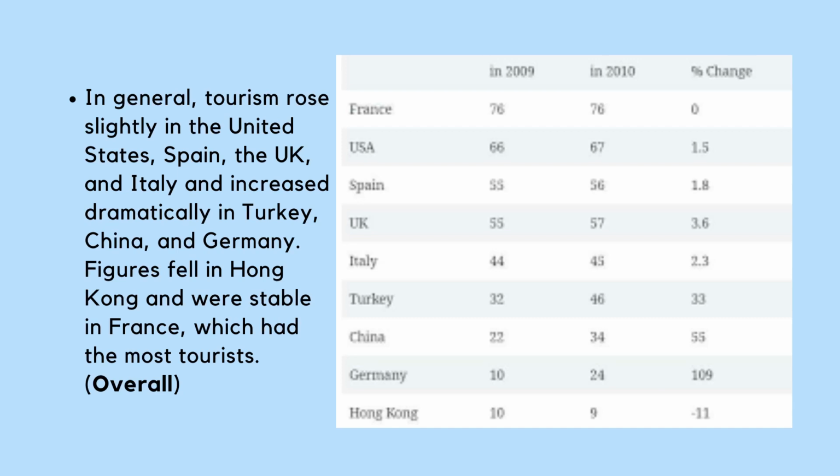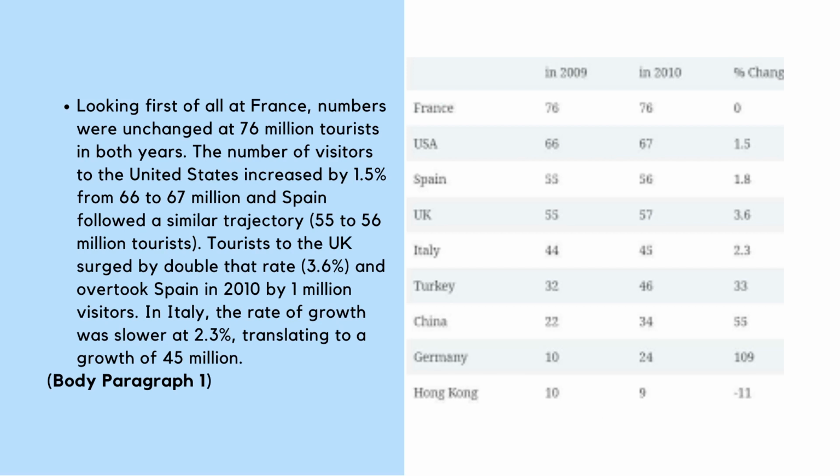Here you can see that I have mentioned the overall trend of the graph, that for several countries it rose slightly, for several countries it increased dramatically, and for some it was stable. And you can also see that I have not included the numerical data here. And I have highlighted several words which are the markers used in task 1 to show the increase and decrease and the overall trend of the graph. Now let us see the body paragraphs.